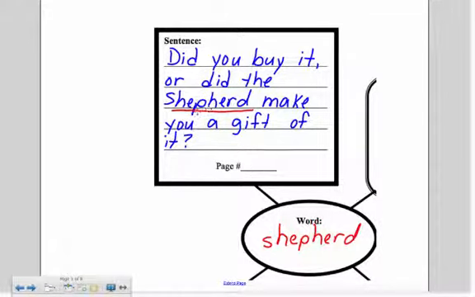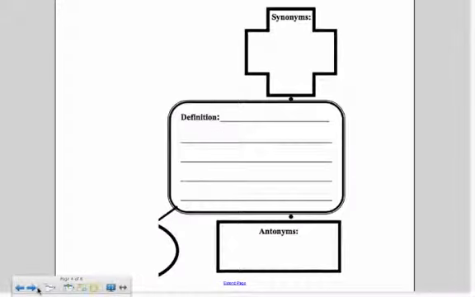And start thinking, before we move on, about the context of this word and what we think it means based on it. So in this sentence, when it says the shepherd make you a gift of it, that makes me think that it's probably a person because people give gifts. And then the story as a whole was about a wolf and a lion, and they're arguing over a lamb because the wolf had taken a lamb. With that in mind, then, we move on to the next part of the web.